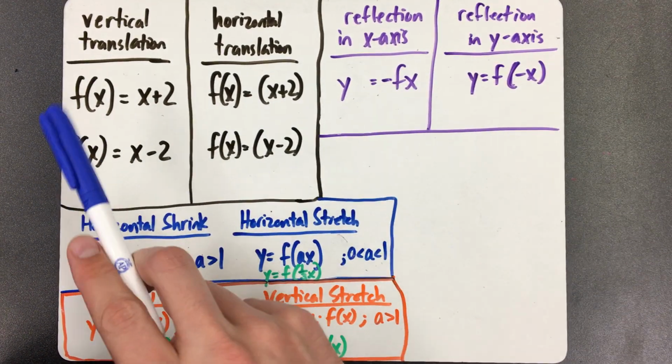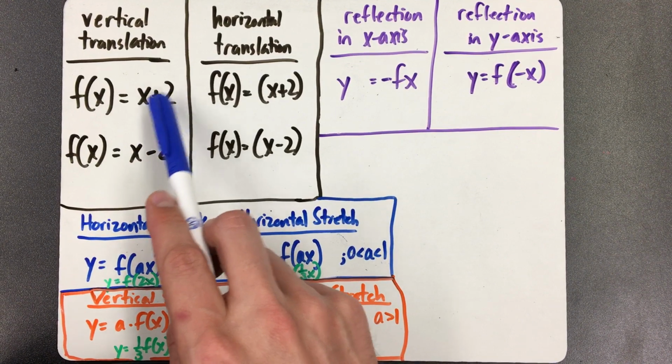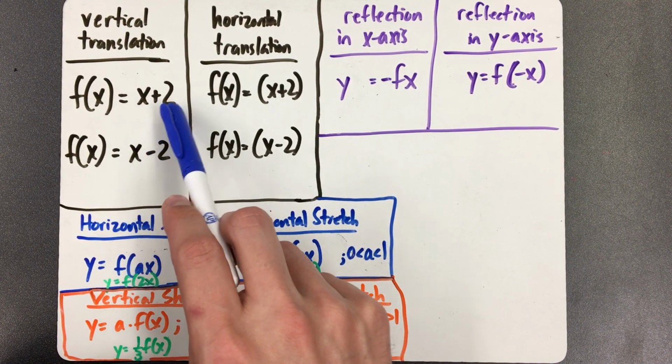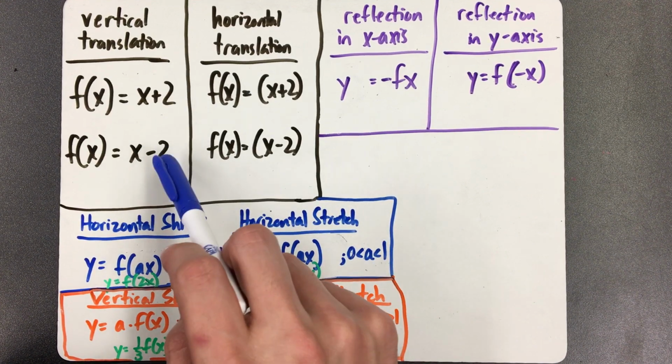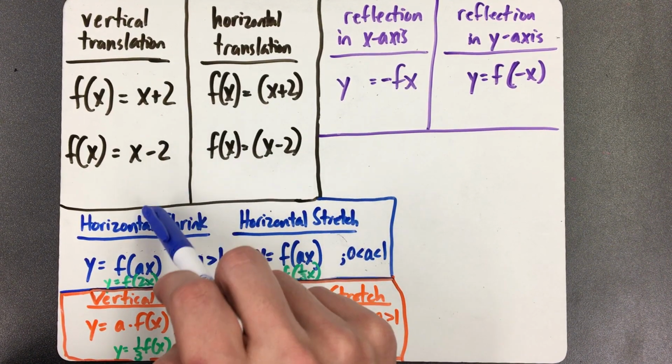And so a few days ago we talked about vertical translations. Remember, vertical translations are always going to have adding or subtracting after the letter x, right? This would be 2 places up. This would be a vertical translation 2 units down. That's going to slide it up. It's going to slide it down.